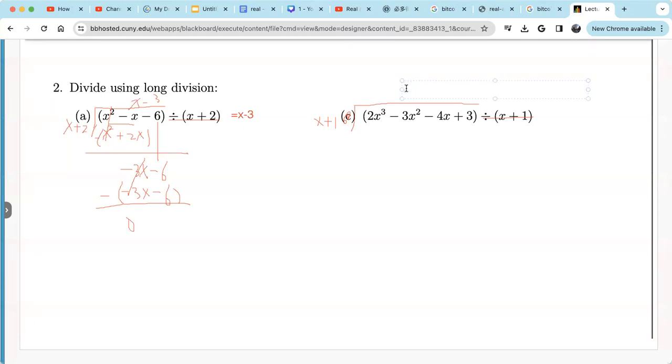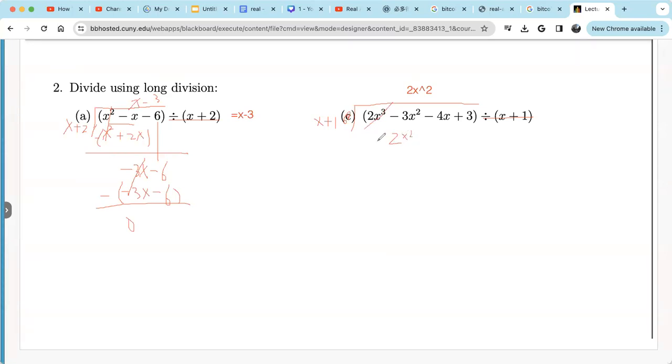2x cubed divided by x, 2x squared, right? Then we have x times 2x squared. That gets rid of the first term, the leading term. We don't really need to write it. So we have to write the second one. So 1 times 2x squared, that's 2x squared.